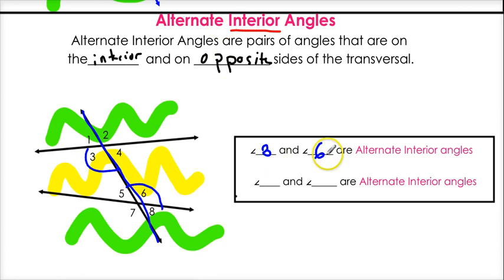So 3 and 6. Now another set would be 4, which is on the interior, and 5, which is also in the interior, but they're on opposite sides. So 4 and 5 would also be alternate interior angles. Opposite sides of the transversal and on the interior. All right, that's our first kind of angle.